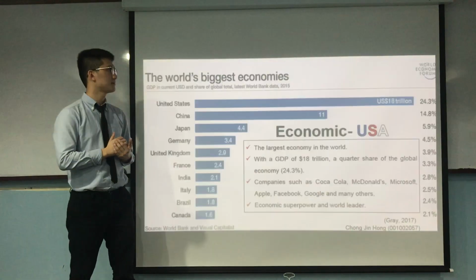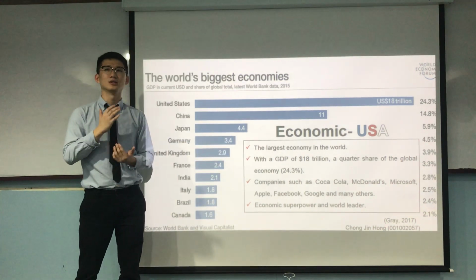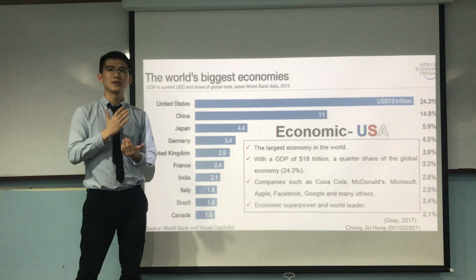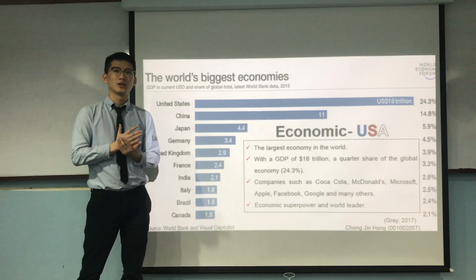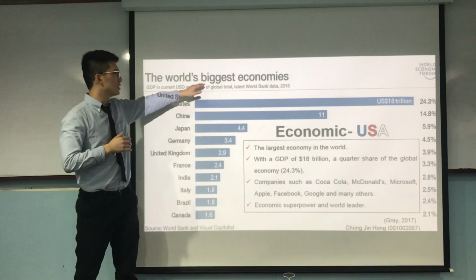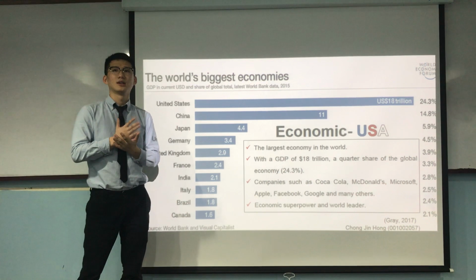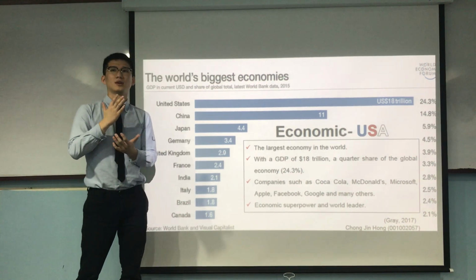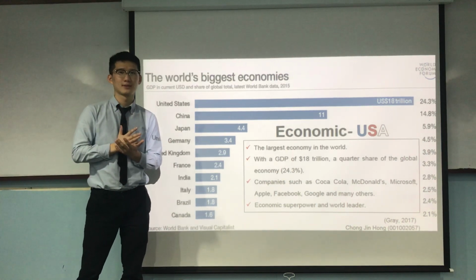Next. The economy of the United States. The United States is a free market, and also the largest economy in the world. As we can see in the background, this bar chart shows that the GDP of the United States is $18 trillion, representing a quarter share of the global economy, which is 24.3%.